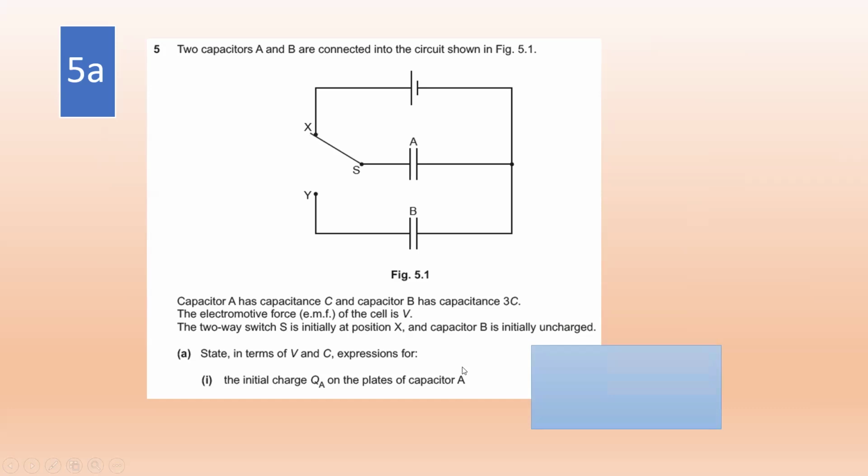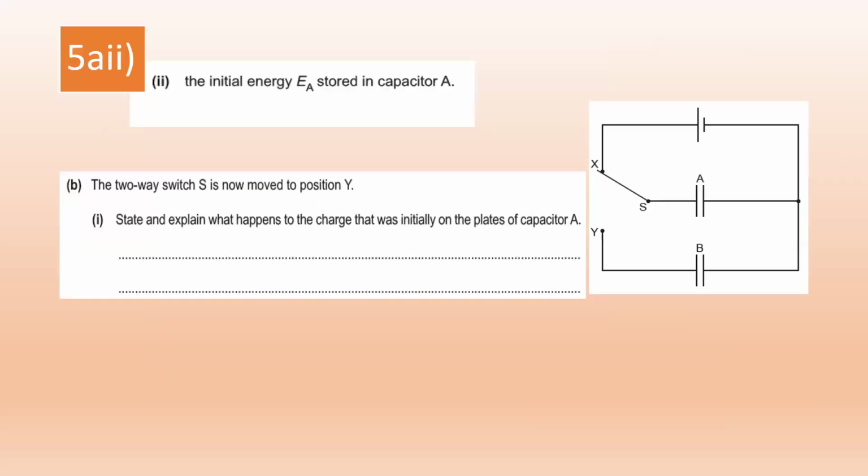How do you calculate? This one is Q equals CV. Initial energy, what's the formula? Half CV squared.